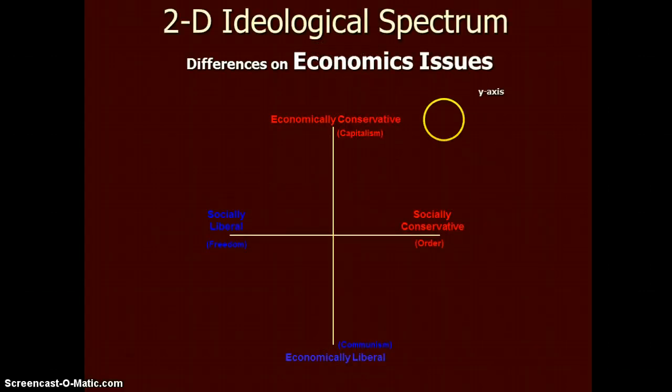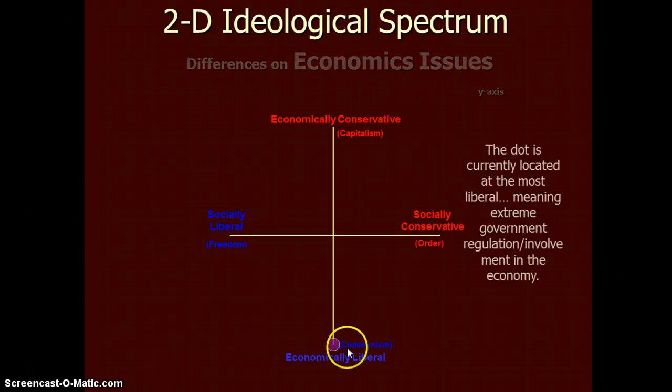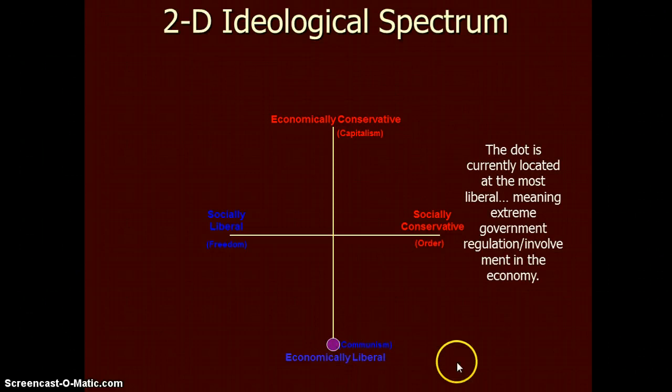So first, let's look at the economics issue, which is on the y-axis, and let's pretend like we have somebody at this dot out here at the bottom. So this person, if you look at this chart correctly, is someone who is extremely liberal economically, but they have no position in terms of socially because they are in the middle of the x-axis, but they're all the way down here at the bottom of the y.